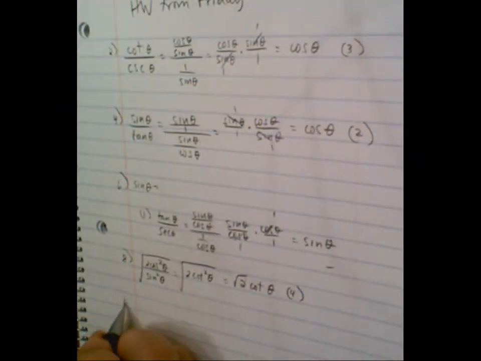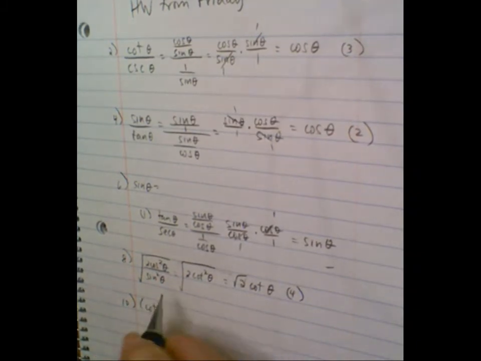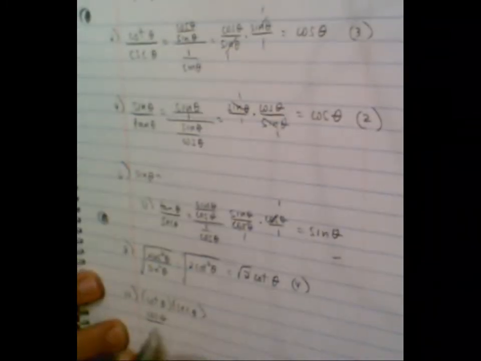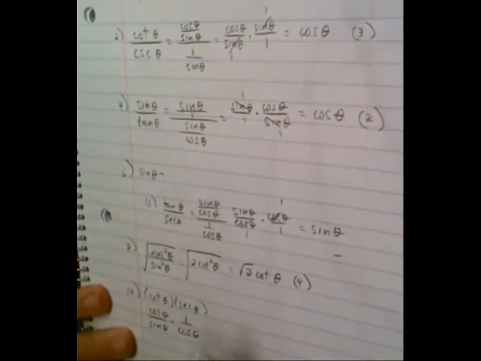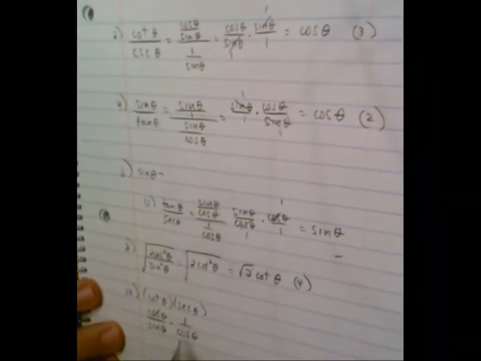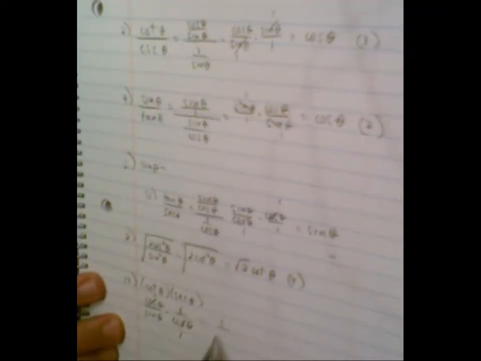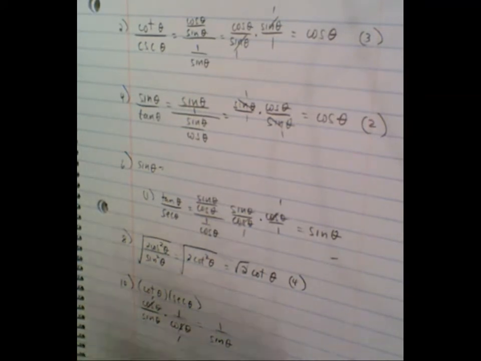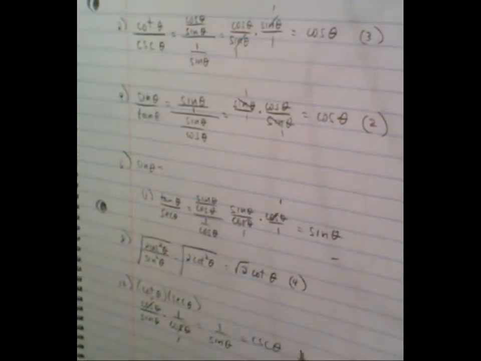Number 10. Cotangent theta times secant theta is equivalent to which? Cotangent is cosine over sine. Secant is 1 over cosine. The cosines cancel. We're left with 1 over sine theta, but for number 10, that's not a choice. 1 over sine theta is cosecant theta, which is choice 4.